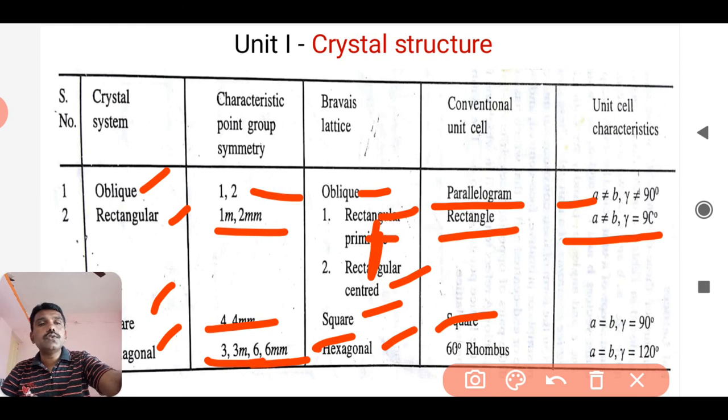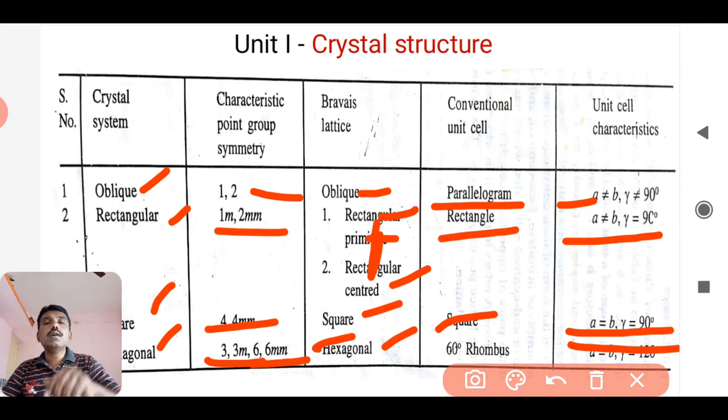As far as the square is concerned, A is equal to B, the two vectors are equal, and the angle between them is 90 degrees. For the last one, the hexagonal, the A and B vectors are equal, but the angle between them is 120 degrees. So this is exactly what the two-dimensional Bravais lattices are.